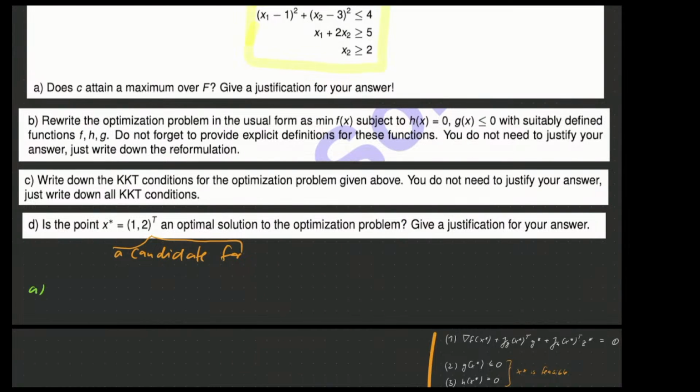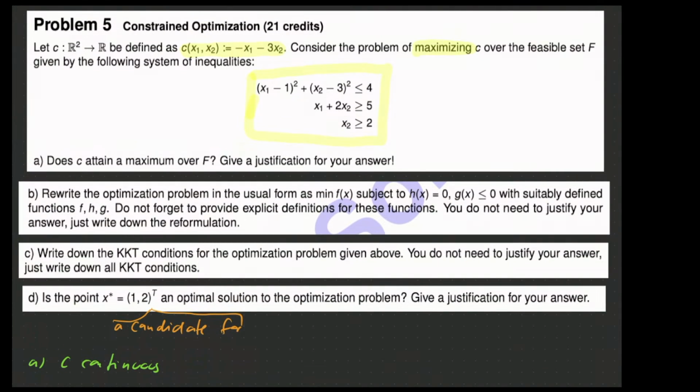So for A, C is continuous. And then we need to argue that F is compact. Well, what does F consist of? If you look at those two inequalities, those basically define half spaces in R2. So what we have here is something that looks like that.